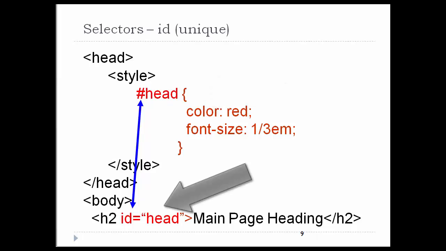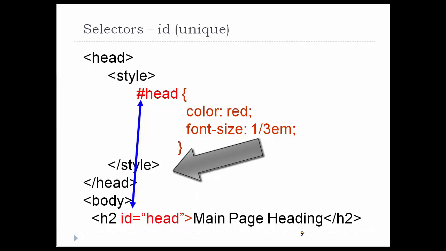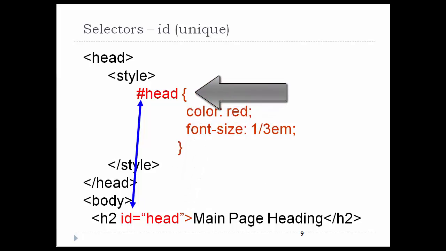We also have ID selectors. ID selectors should be used uniquely, meaning if I have an ID equals head, it is only allowed to be used once in that document, regardless of whether it works or not, because JavaScript also uses ID selectors. In the style sheet, we would represent that with a pound sign in front of the value of ID.